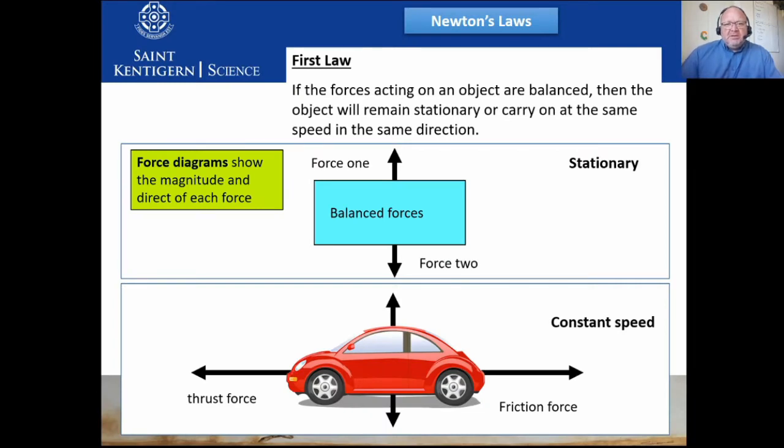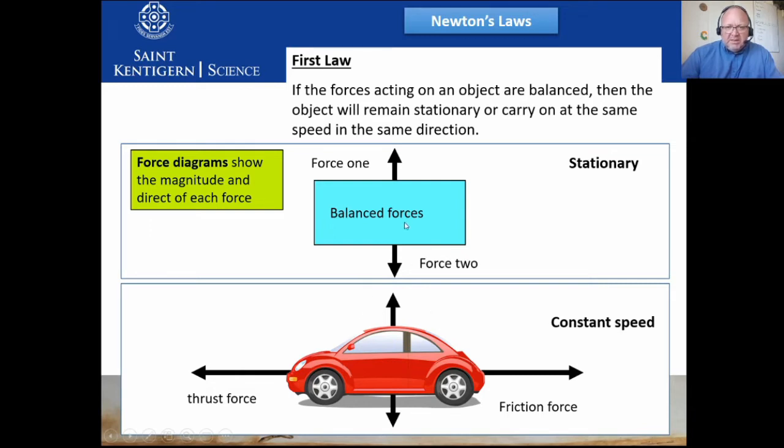Now, Newton's first law says that if forces acting on an object are balanced, then the object will remain stationary or carry on at the same speed in the same direction. We've said this many times. To put it in very simple words, something that is doing nothing will keep on doing nothing until you push it, an unbalanced force.